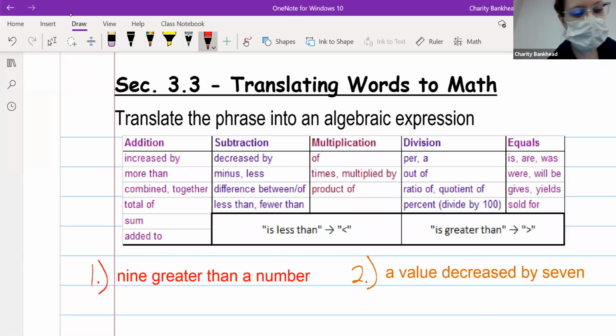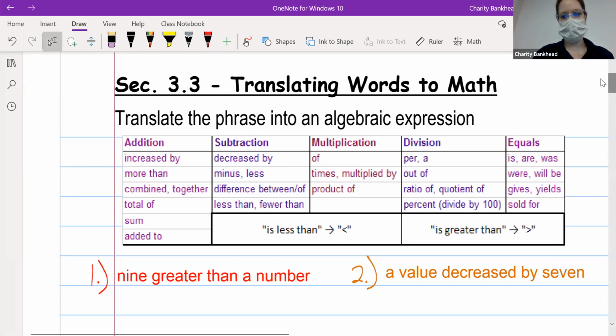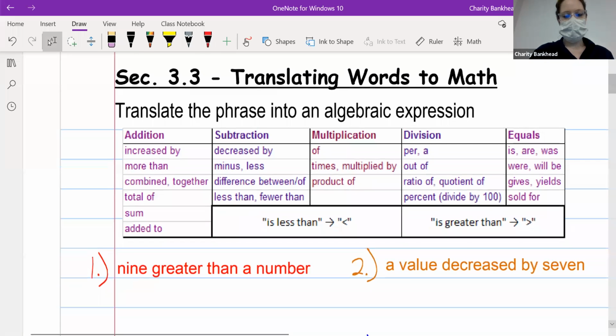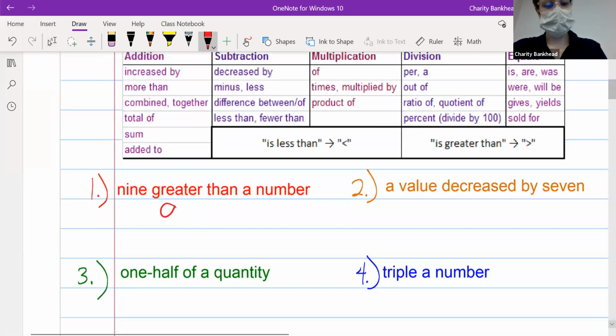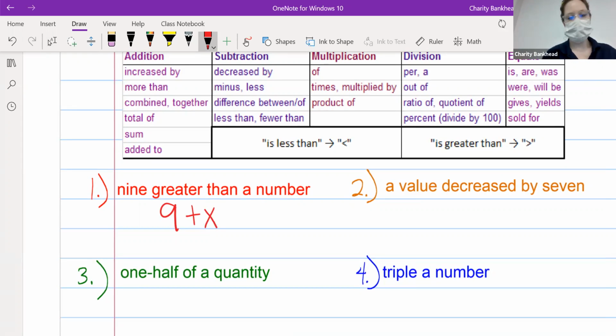So it says 9 greater than a number. So notice it doesn't say 9 is greater than a number. It just says 9 greater than a number. So that's just going to be 9 plus X. Number 2, a value decreased by 7. So that would be X minus 7.